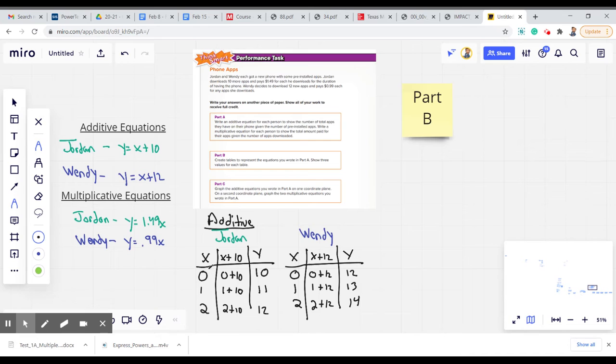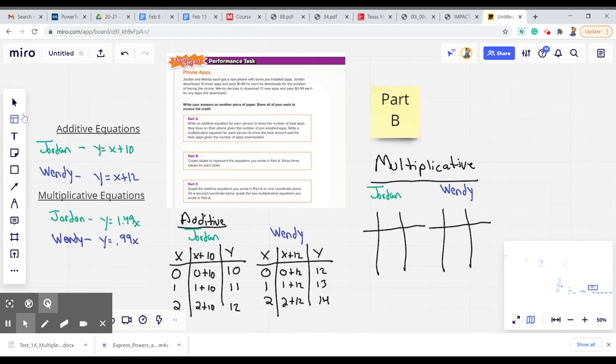All right, so those are the two. Now your X's might have been different. As long as you have the same rule or equation right here, and your Y's are based upon what X is, they're dependent, right? Then you should be good.